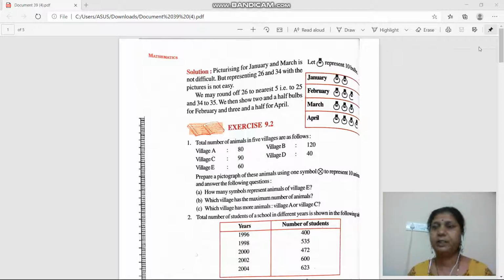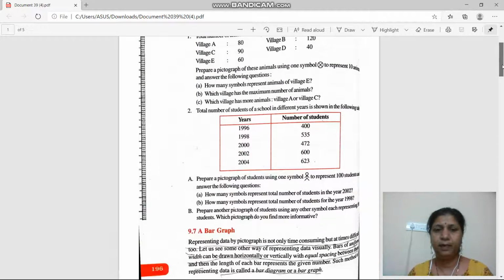So we have already started the chapter data handling. Okay, so we are on the topic bar graph, right? So yesterday we have started this topic. Just take a small recap here.